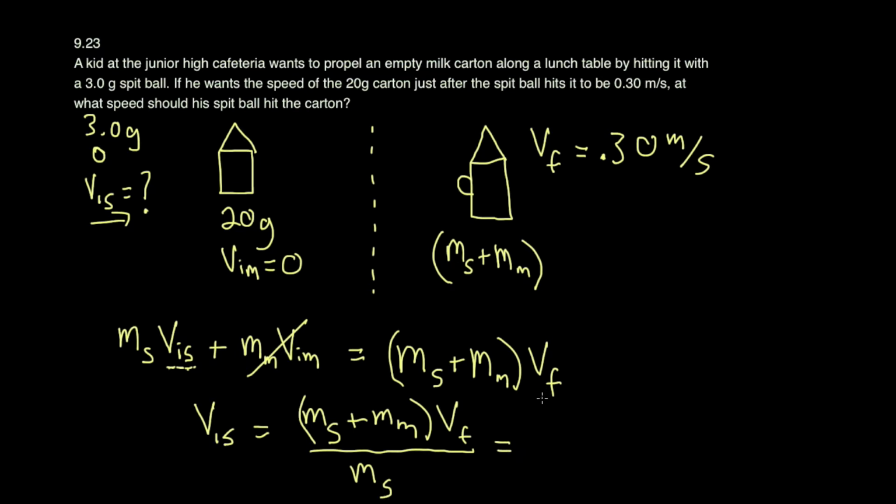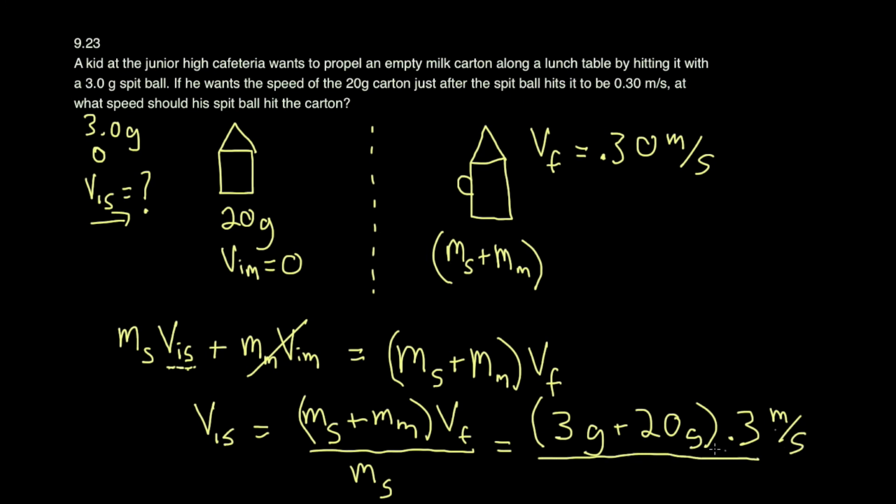And so filling in numbers here, the mass of the spitball is going to be 3 grams. The mass of the milk carton is going to be 20 grams. The final velocity is 0.3 meters per second, over the mass of the spitball, which is 3 grams. And so when you plug this into your calculator, this comes out to 2.3 meters per second. And that's problem 9.23.